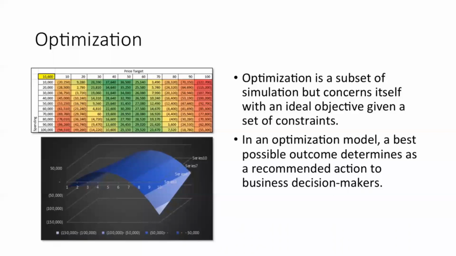Optimization is actually a subset of simulation. The idea here is you're also generating outcomes, but you're targeting an ideal objective. So in an optimization model, you're looking not just for possible outcomes, but you're looking for the best possible outcome. And the way the modeling is done is to aid the identification of that best or ideal objective.